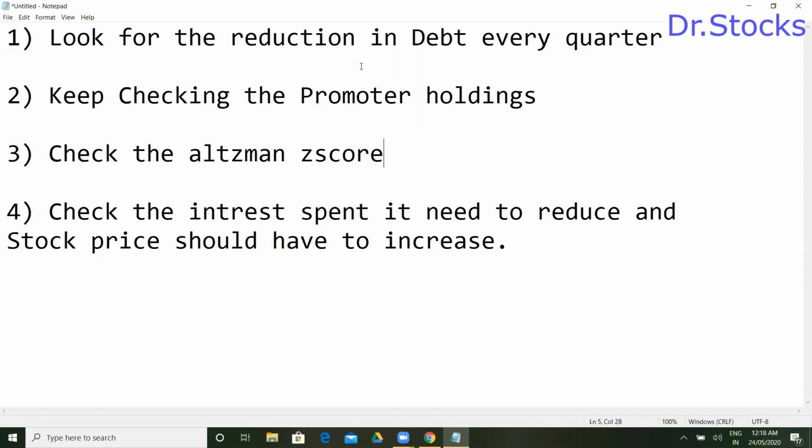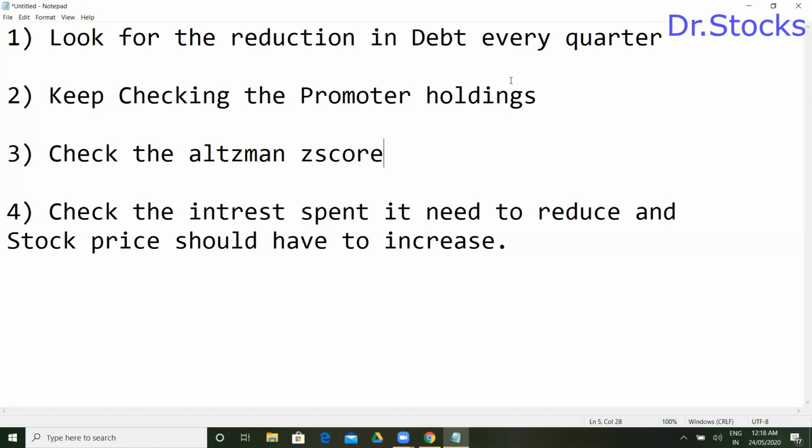You have to look for the reduction in debt. The debt amount right now is 1.6 lakh crore. Reliance has a plan to become a debt-free company by March 2020. That is one key thing you have to note, and keep checking the promoter holding. Right now it is very close to 50%, and there has been a lot of dilution in Jio at this moment. So make sure they are holding the same percentage, and check whether there is any change or any pledging.